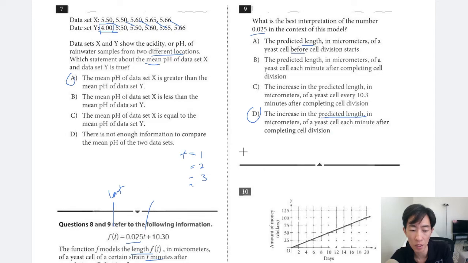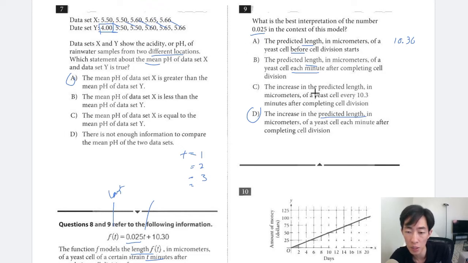So before it starts, we're looking at 10.3. So that would be the answer for choice A. Choice B, the predicted length in micrometers of a yeast cell each minute after completing cell division. To get the length each minute, you'd actually have to plug in t equals 1, 2, 3 into the function and then get the value f of t. So that's clearly not what 0.25 is.